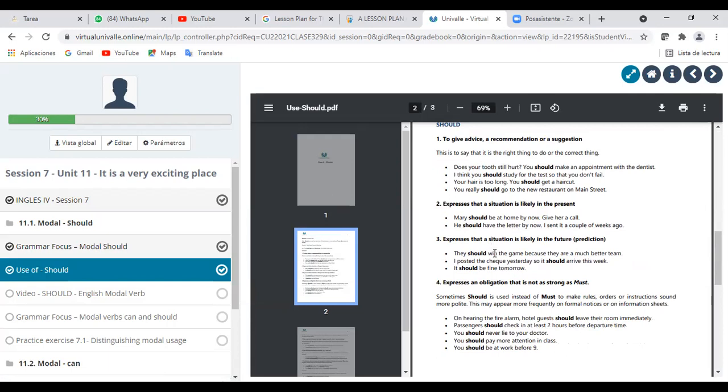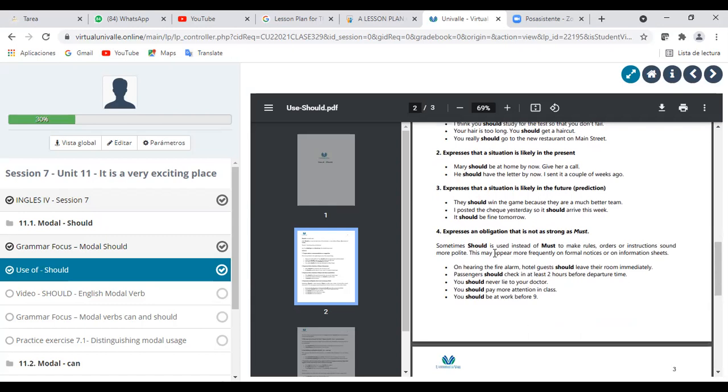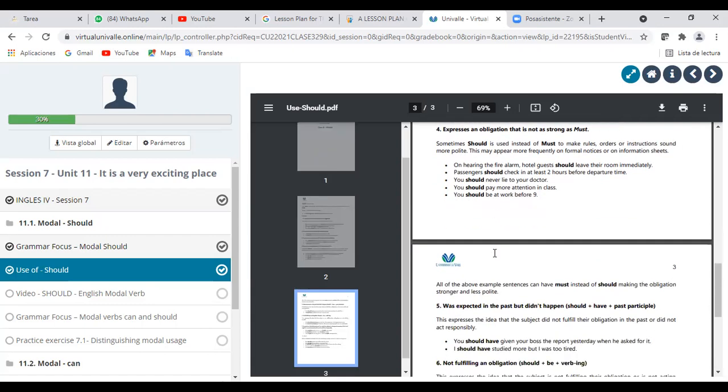Okay. Also, should is used to give an advice, a recommendation, or a suggestion. Also, to express a situation is likely in the present. Also, to express that a situation is likely in the future. And number four, to express an obligation that is not as strong as must. Sometimes should is used instead of must to make rules or instructions sound more polite. These may appear more frequently on formal notices or on information sheets. And here we have some examples, such as you should never lie to your doctor, you should pay more attention in class, and you should be at work before night.